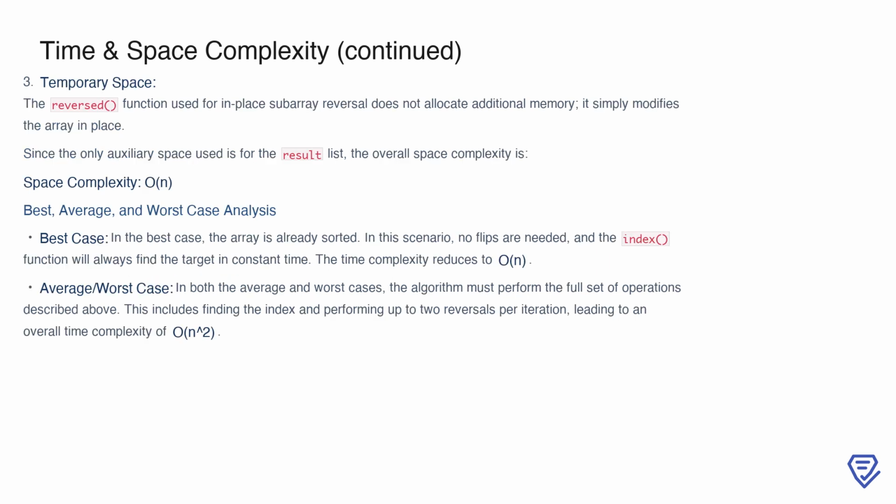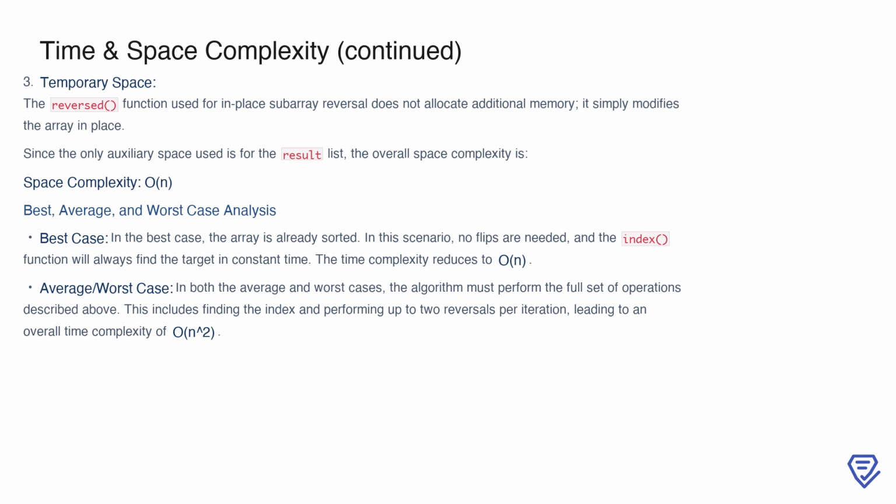Additionally, the reversed function, which is used for in-place subarray reversal, does not allocate extra memory as it directly modifies the input array. Therefore, the only auxiliary space required by the algorithm is for the result list, making the overall space complexity O(n). Now, considering different scenarios, in the best case, the array is already sorted.